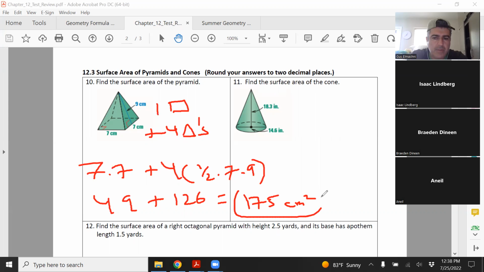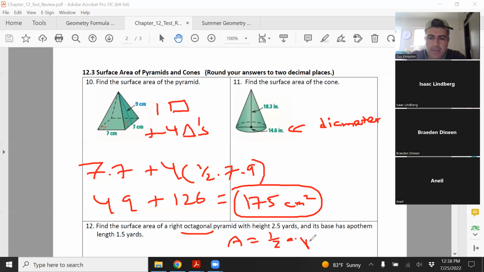And that's square centimeters. Okay, just know this is going to be a diameter because it's pointing towards the center. So that's that one. And then octagonal pyramid, remember area equals 1/2 times apothem times the perimeter, or you could say times apothem times number of sides times length of each side.